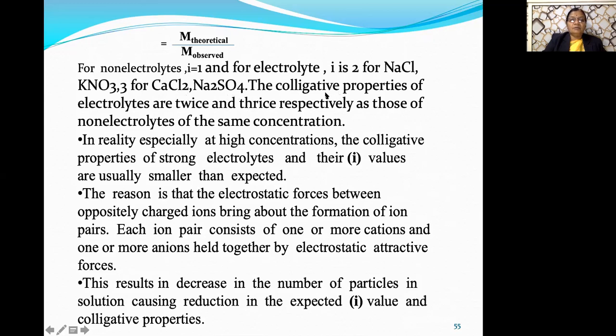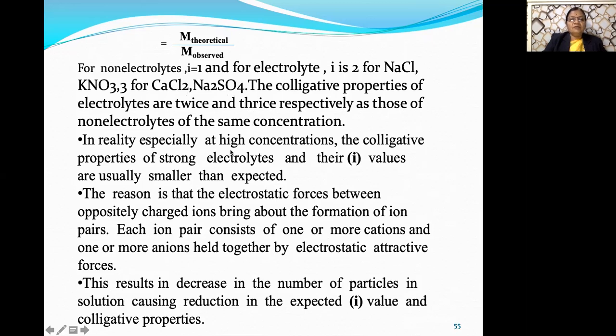Therefore, for the colligative properties of electrolytes, as they depend on the number of particles, they become twice and thrice respectively as those of non-electrolytes with the same concentration. One reason is given.